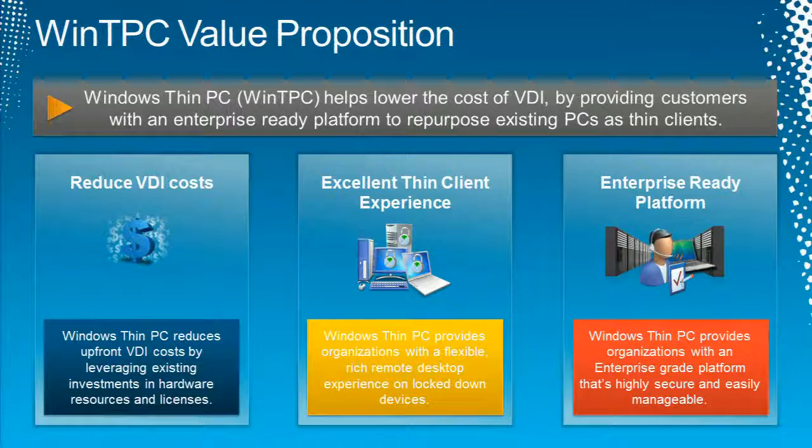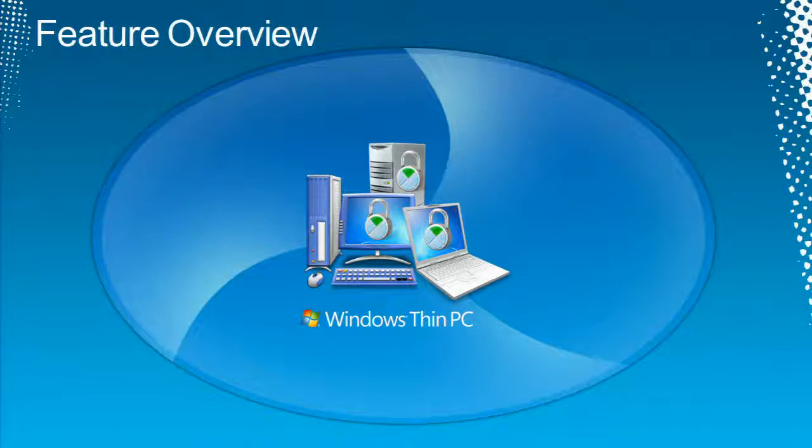And lastly, remember we talked about management. Since Windows Thin PC is built off of the WES7 platform, and WES7 is in turn built off of Windows 7, it inherits a lot of management and security capability of that platform. It's enterprise ready. We built in a lot of enterprise features. It's manageable. It's secure, and that's the added value that Windows Thin PC brings you. So let's talk about what this really means. Let's talk features.